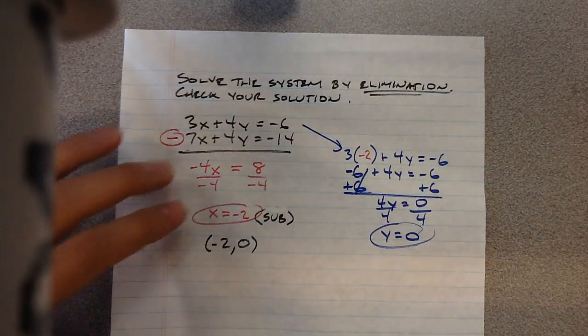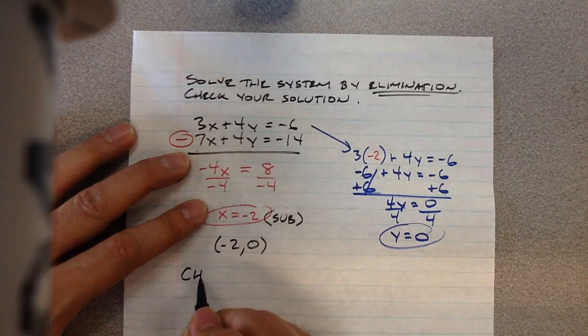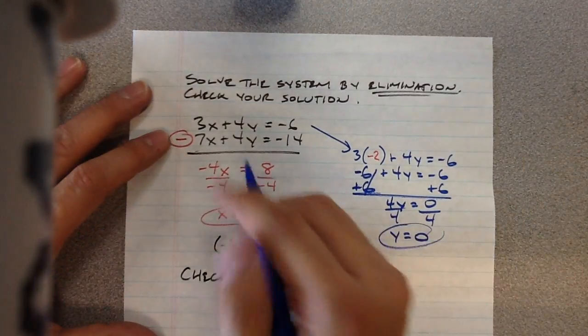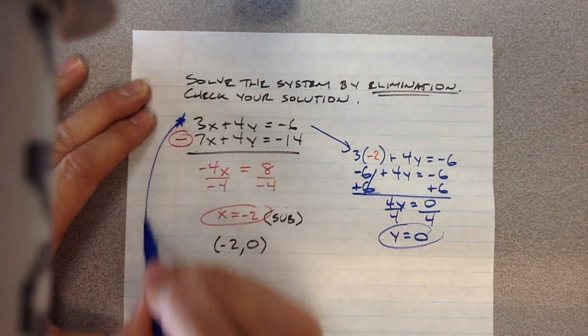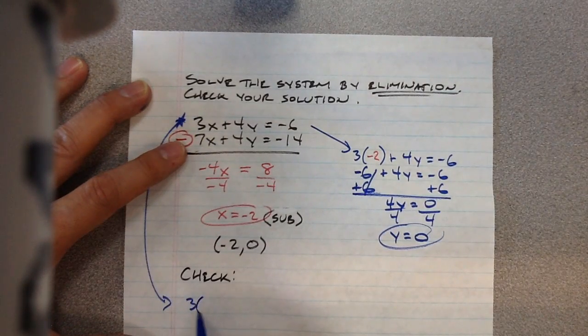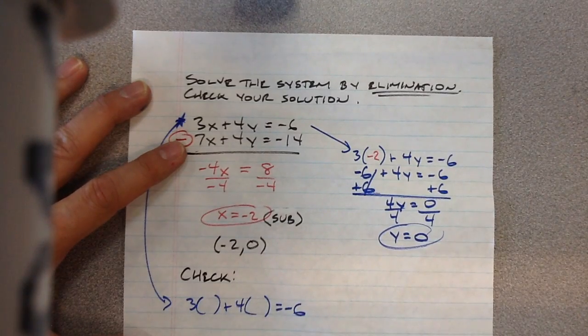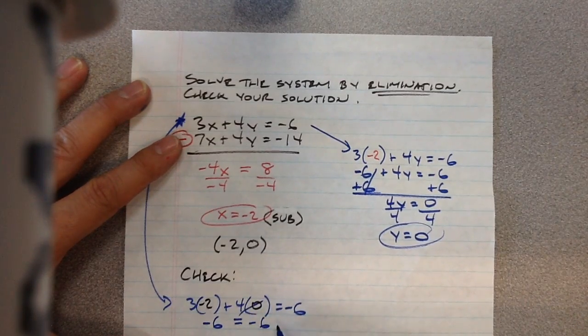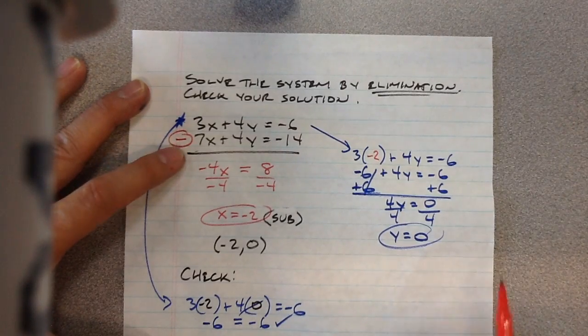All right, so as always, let's check our answer, make sure we did it right. I think I'll take the top equation, this one right here, and I'm just going to put it in blue. So 3x plus 4y equals negative 6. And in place of x and y, I'm going to put negative 2 and 0. 3 times negative 2 is negative 6. 4 times 0 is just going to disappear. So we get negative 6 equals negative 6, and it checks out.